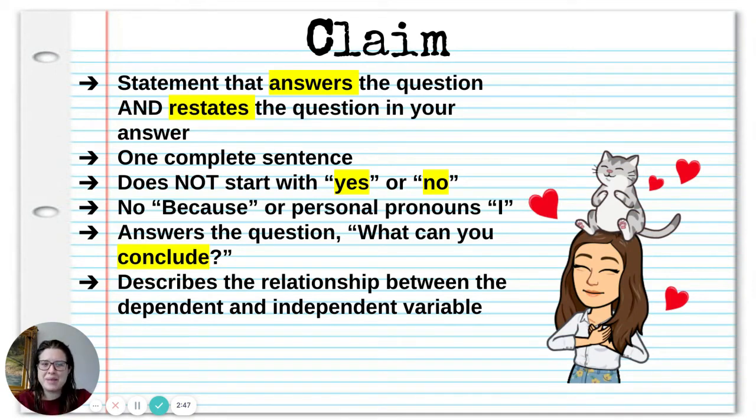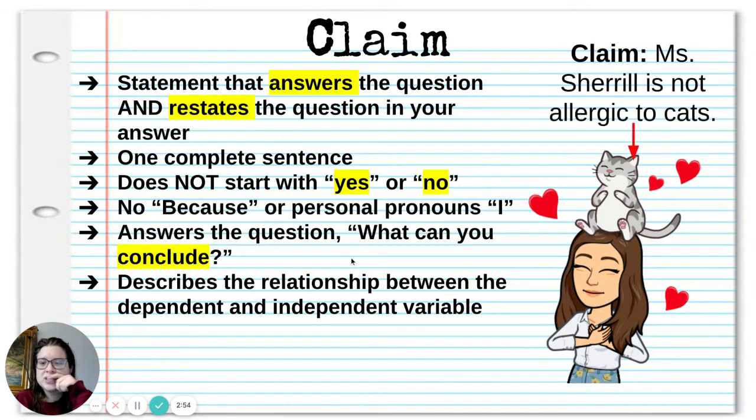Okay, so let me show you an example of a claim. Here I have my Bitmoji and a cat. So maybe the claim I might make about this is, Mrs. Cheryl is not allergic to cats. Notice I didn't start with a yes or no. There's no because, there's no I. It's very matter of fact, just one sentence. That's a good claim.